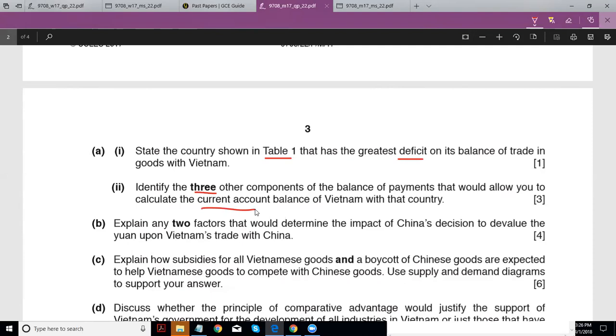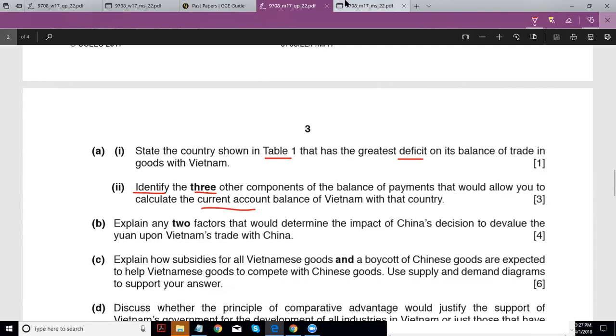But they are asking for three further components of the current account. The current account had four components. Trade in goods, which we have already done; tell three other than that. So your net trade in services, net income flows and current transfers. So we just write these. You just have to identify, not explain.